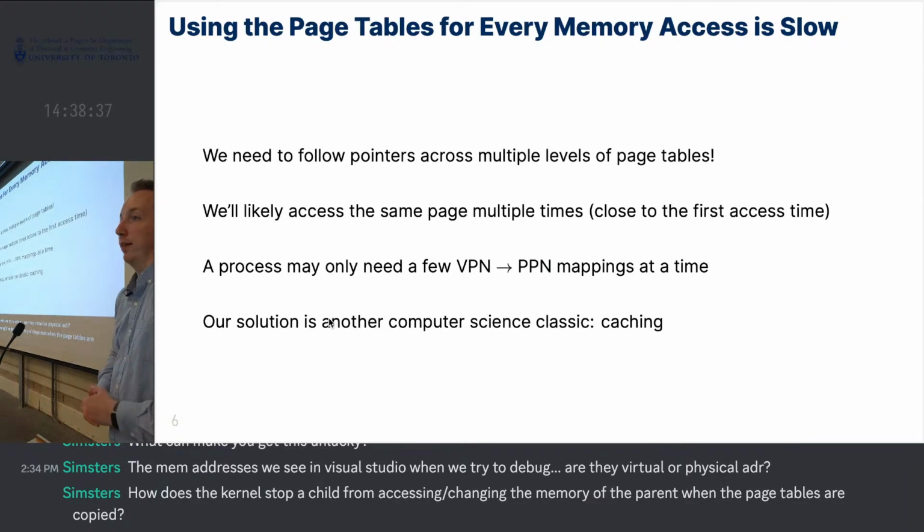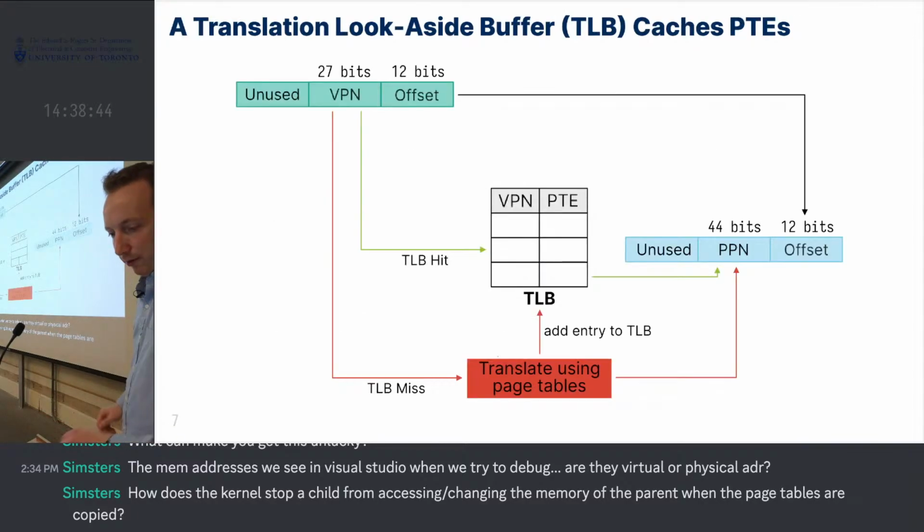So our solution to this is what we always do in computer science. It's slow, throw a cache on it, we're good to go. So the cache for your MMU is something called a TLB, or a translation look-aside buffer. It just caches the translation that we did.